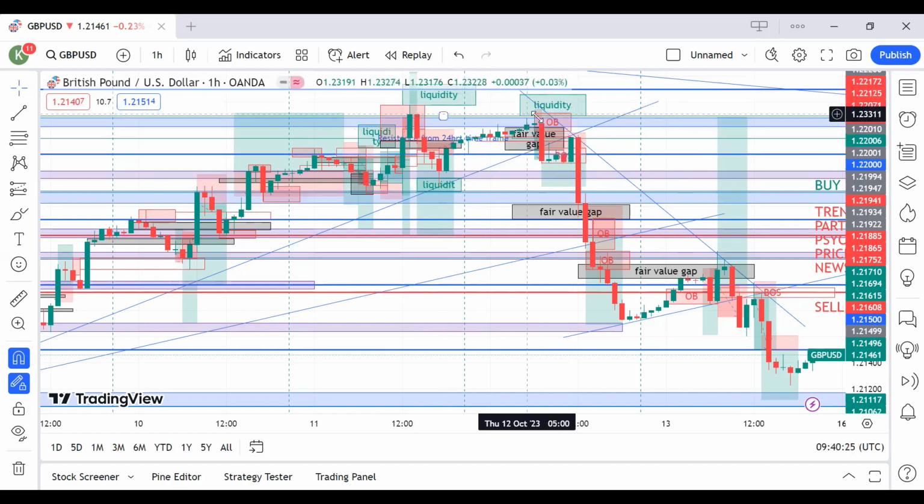That becomes your place of interest, your POI, because of the rejection given again by this previous OB. If it was broken, then we can say that the structure was broken. But because it wasn't broken and there was a rejection, confirming that this liquidity zone is still very much active, it will be a great move and a great entry. So this is how to easily spot the entry.